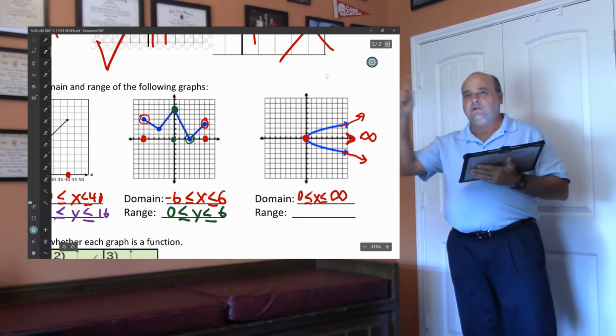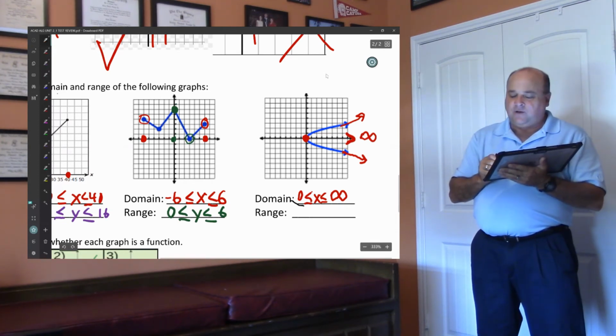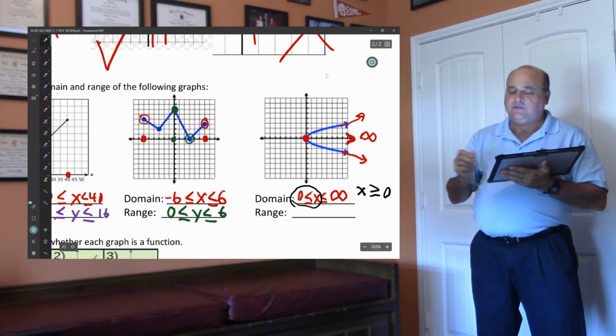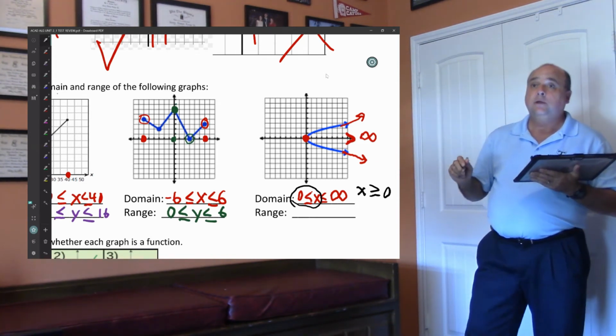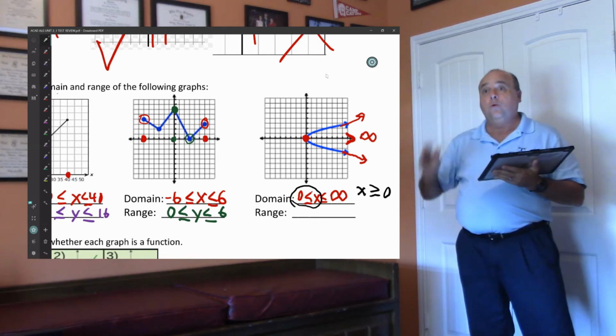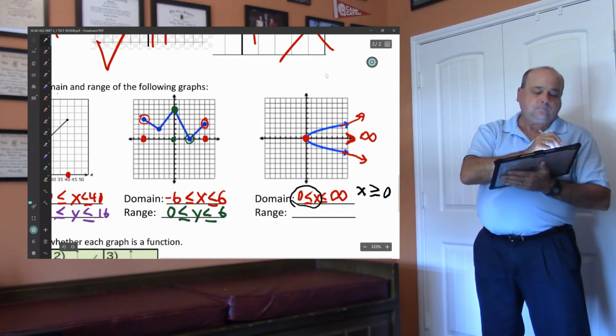So x goes from 0 to infinity, or you could just take out the infinity, circle this, x is going to be greater than or equal to 0. So both of those could be on your STAR test. Okay, so your domain is going to be all the x's greater than or equal to 0, or 0 to infinity. Now then, let's get our range.